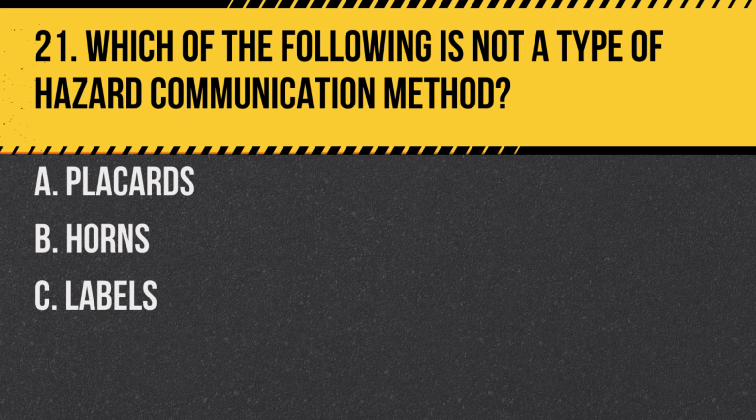Question 21. Which of the following is not a type of hazard communication method? A. Placards. B. Horns. C. Labels. Answer: B. Horns. While horns are a communication method, they are not used for hazardous materials identification.